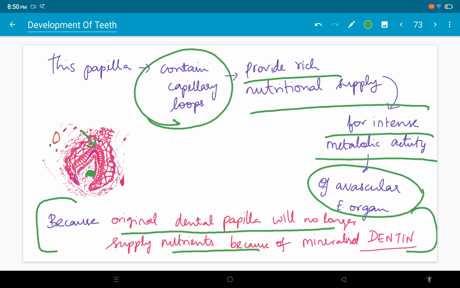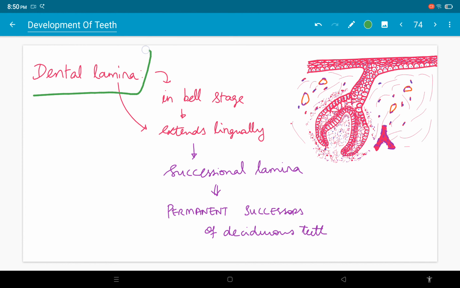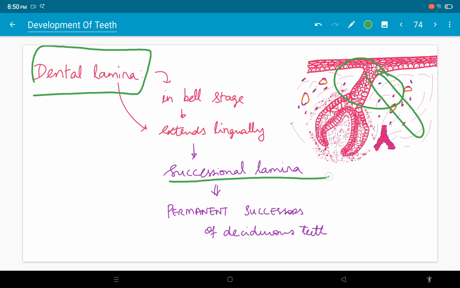So I'm repeating the same point over thrice because you should understand. Dental lamina, this part in the Bell stage, extends lingually. What is the name of the extension? Successional lamina. It will give you permanent successors of deciduous teeth.